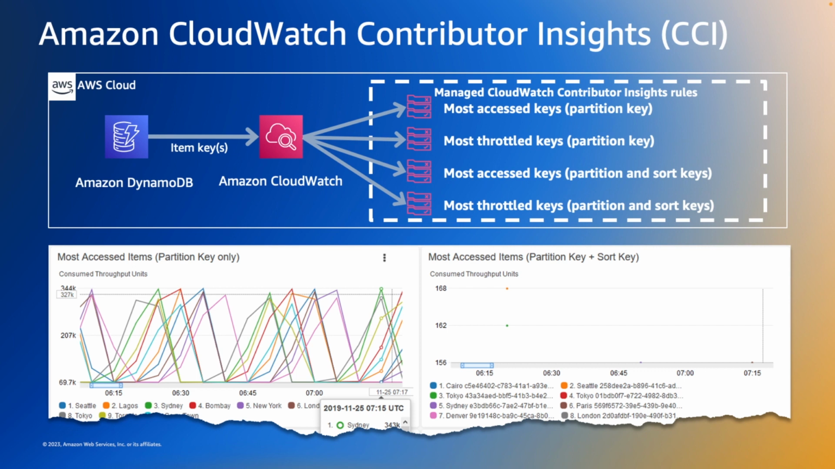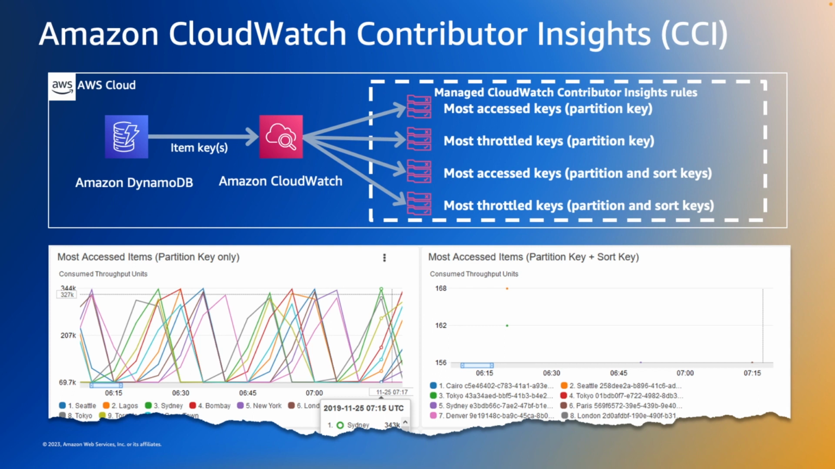CCID provides key graphs, key frequency graphs, with the partition key and sort key for both admitted and rejected requests, throttled and accessed keys. And by using CloudWatch Contributor Insights for DynamoDB, you can figure out which hot keys you have, where they are, identify the source, and then hopefully go and modify your application or do upstream throttling in the event that these are unexpected access patterns.